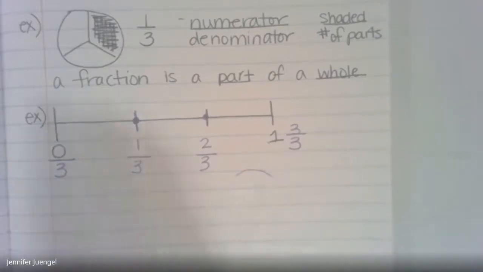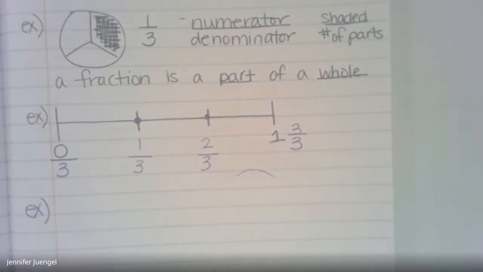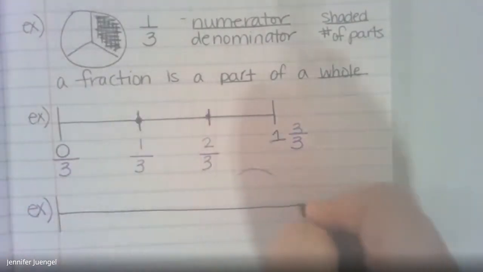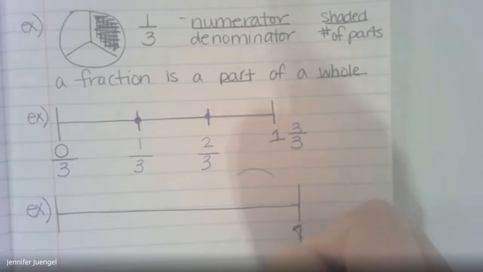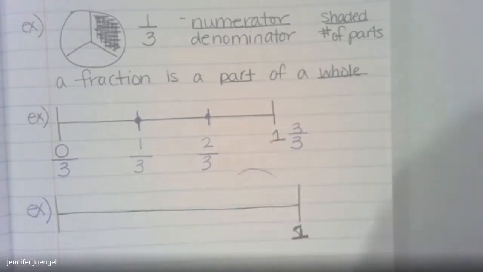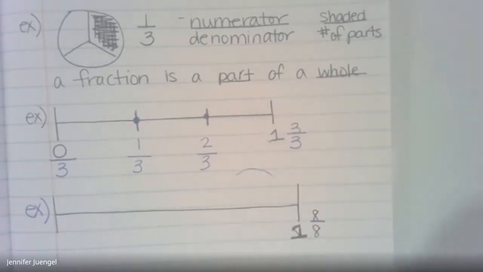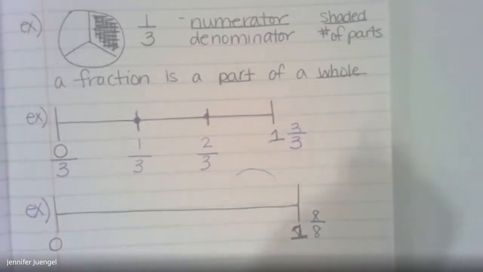Let's try another example. If I wanted to break my number line into 8 parts, I would have to identify this as 1 whole. And I know that that means that the numerator and the denominator are going to be the same, which means this will be 8 eighths. On the other end of my number line, just like on a ruler, I would start with 0.